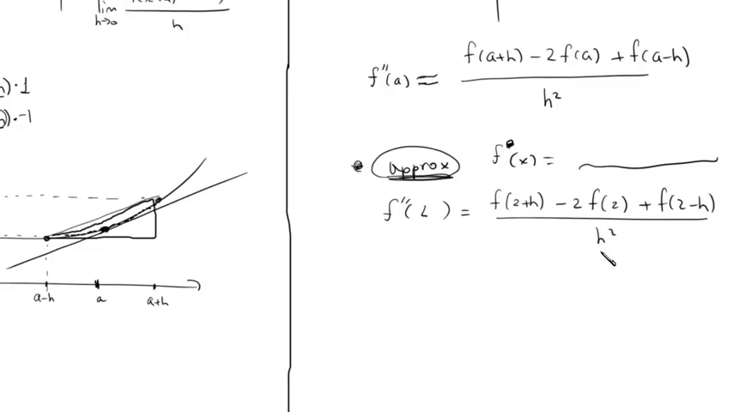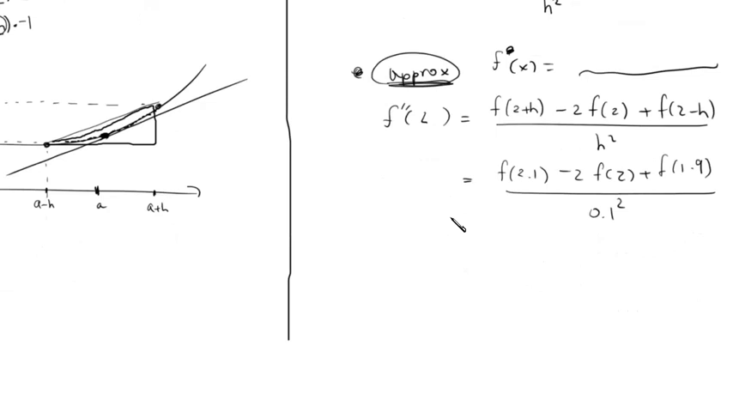You can choose your h. If you know how to evaluate 2.1, then h is 0.1, right? So it's f of 2.1 minus 2 of f of 2 plus f of 1.9, over 0.1 squared. For example, I'm just going to pick a very easy, trivial example.